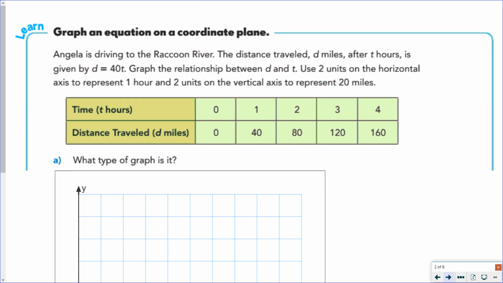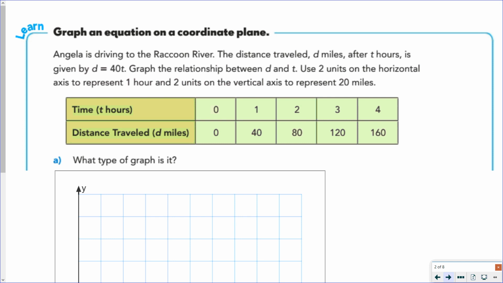So Angela's driving to the Raccoon River. The distance traveled D miles after T hours is given by D equals 40T. Graph the relationship between D and T. Use 2 units on the horizontal axis to represent 1 hour and 2 units on the vertical axis to represent 20 miles. So here we have our table, time T hours, and our distance traveled D miles.